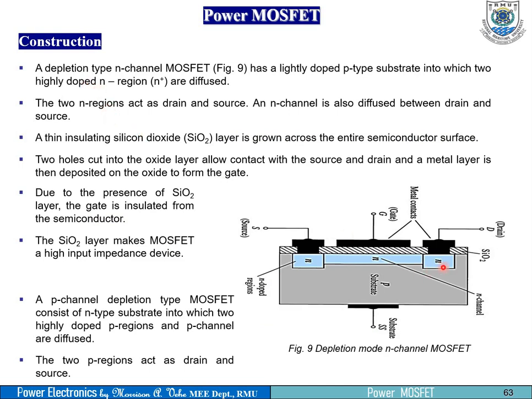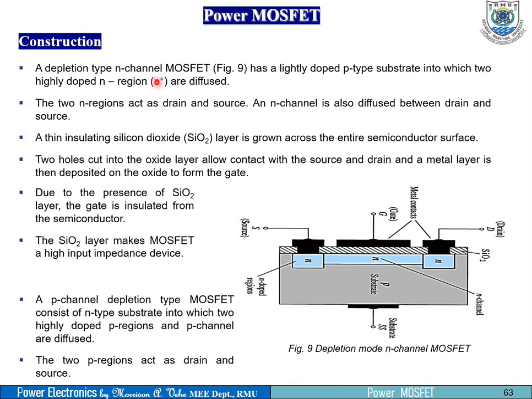So we can now look at the construction of it, which is very important. Figure 9 here shows a depletion mode N-channel MOSFET, which will help us appreciate the construction. A depletion type N-channel MOSFET, as we have in the figure, has a lightly doped P type substrate. So this is our substrate, a lightly doped P type semiconductor material, if you like. Into it go two highly doped N regions, that is N plus. N plus here means that we have doped it highly.